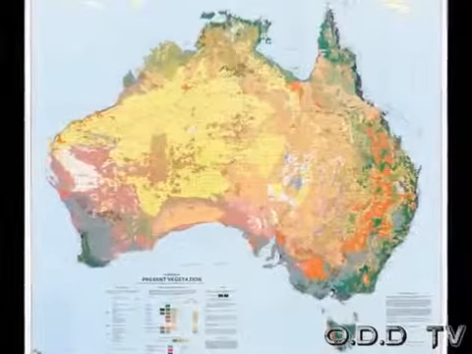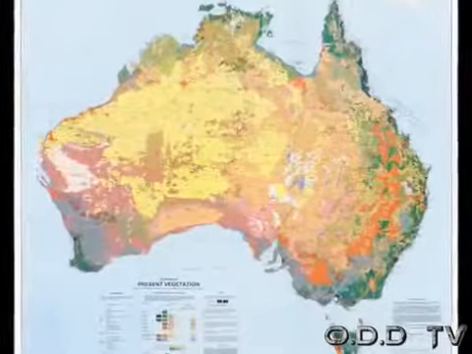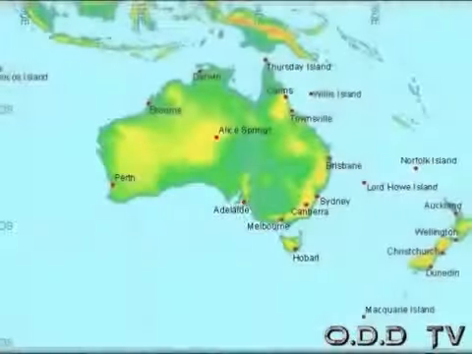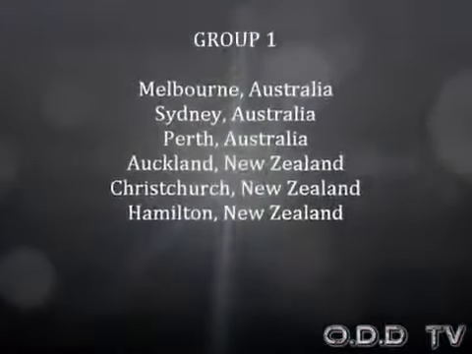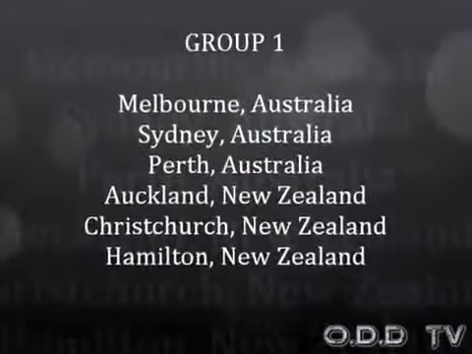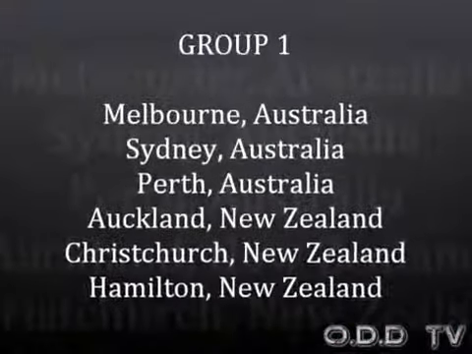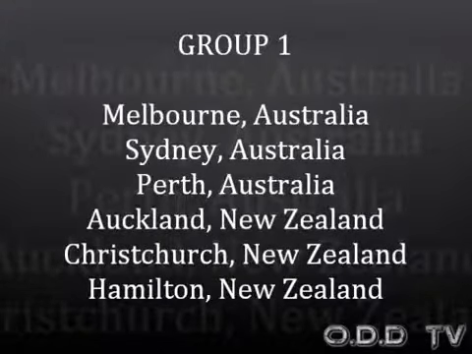The first group is going to be from the area around Australia, including New Zealand. We'll call this Group 1. Group 1 includes Melbourne, Australia, Sydney, Australia, Perth, Australia, Auckland, New Zealand, Christchurch, New Zealand, and Hamilton, New Zealand.